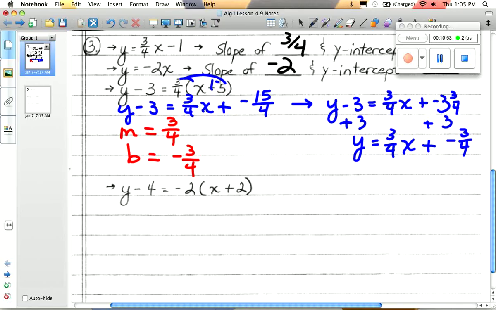Okay. How about the next one? y minus 4 equals negative 2 times x plus 2. Is the y-intercept in that one? No. So we're going to have to do the same thing. We're going to have to do our distributive property, get it into slope-intercept form.